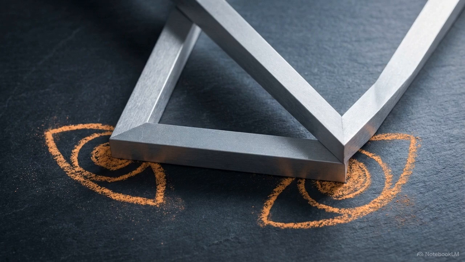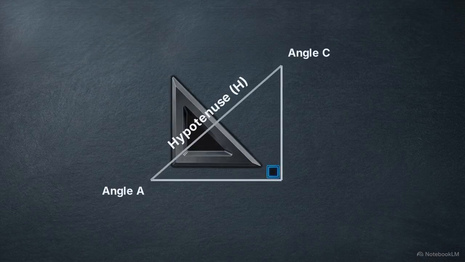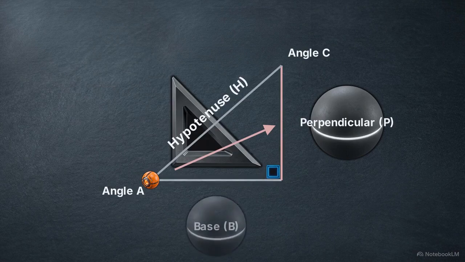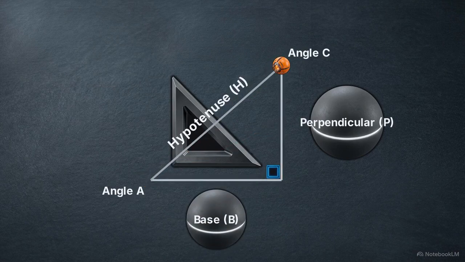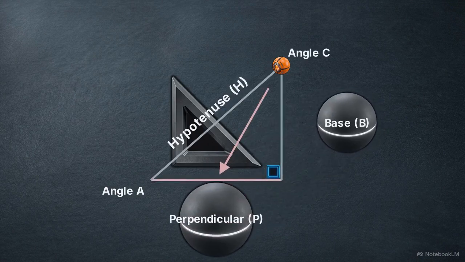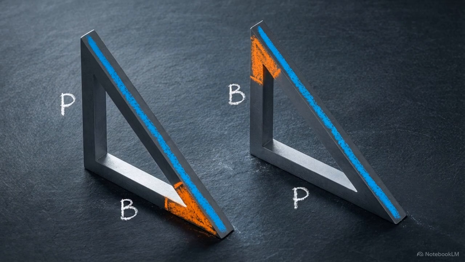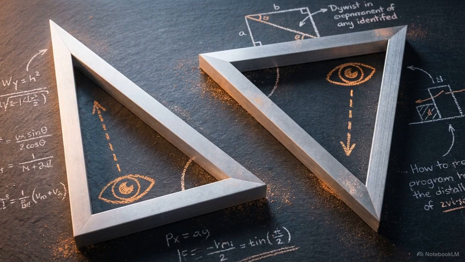These act as two distinct observation points. Notice angle A. If chosen as our focal point, the opposite side is the perpendicular, and the adjacent side is the base. Shifting observation to angle C demonstrates relativity. The base becomes the perpendicular, and the perpendicular becomes the base. Throughout this shift in perspective, the hypotenuse remains unaffected. The definitions of base and perpendicular depend entirely on the observer's chosen frame of reference.